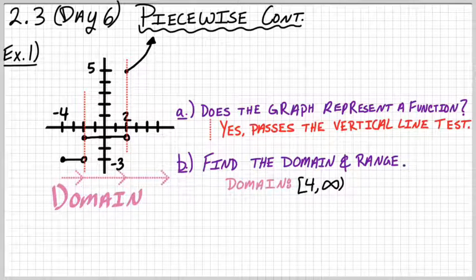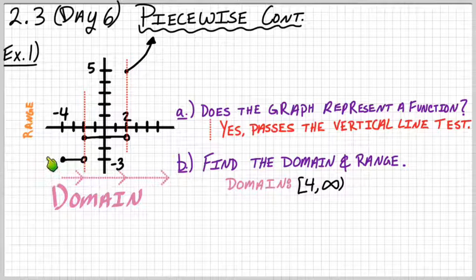So how about the range? The range is a little bit more difficult. So for the range, y-axis, up and down. What are these points, right? How do you represent those as far as the range goes? So I know that this piece up here, the range for that would be 5 to infinity, right? It starts at 5, then it goes off to infinity. But what about the range for these?